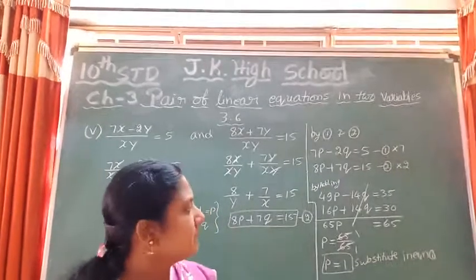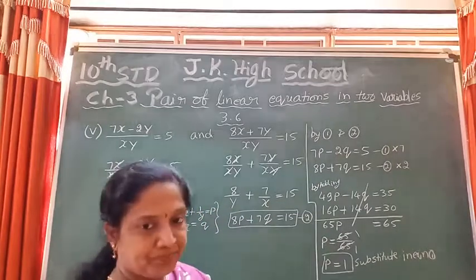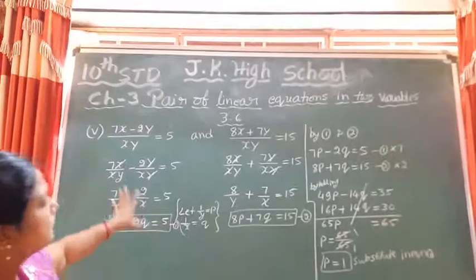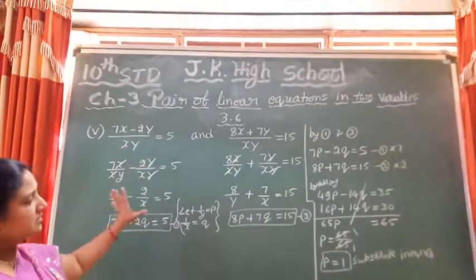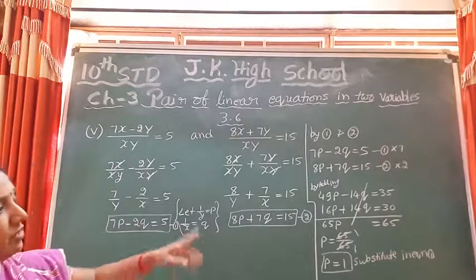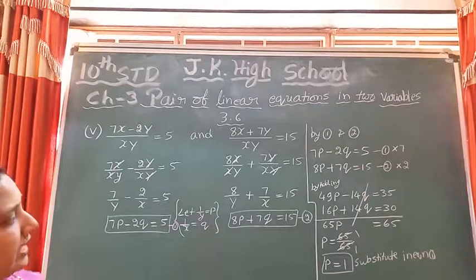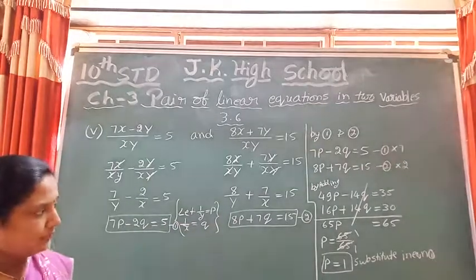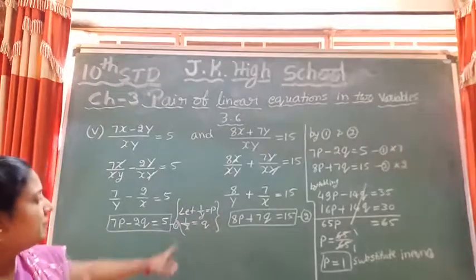So this value I have to substitute in any one of these equations. I am going to rub this. So children, write down this much. I am going to rub and continue. The p value I will substitute in any one of the equations, then I am going to get the q value. After getting the p value and q value, we have to substitute.